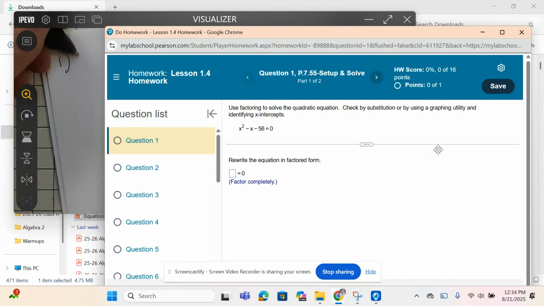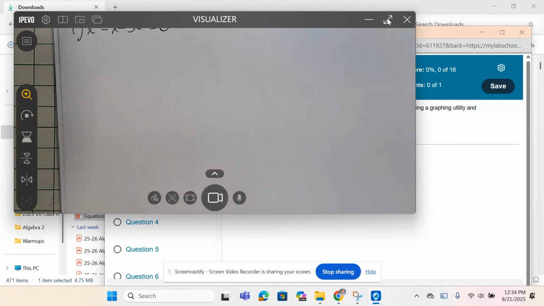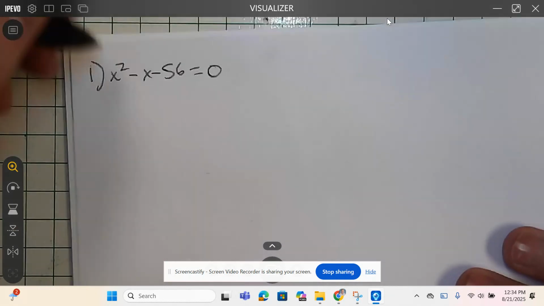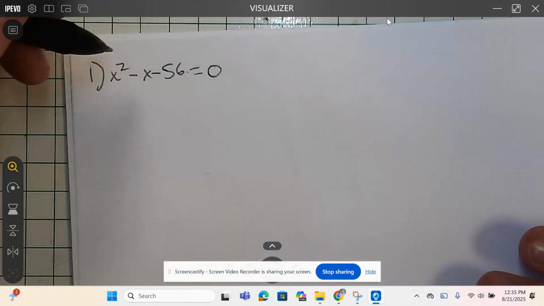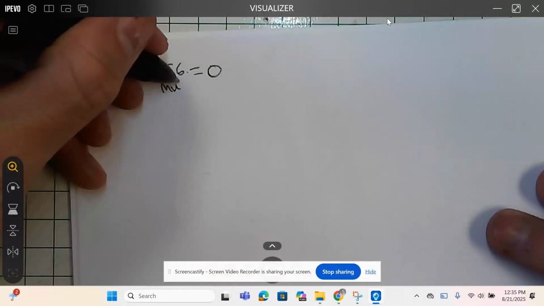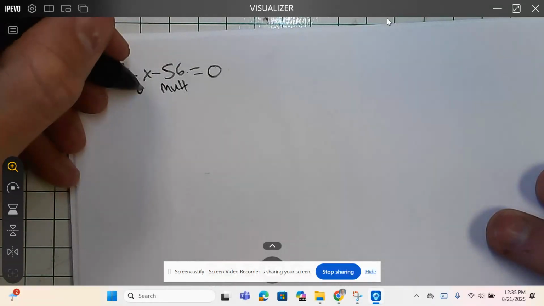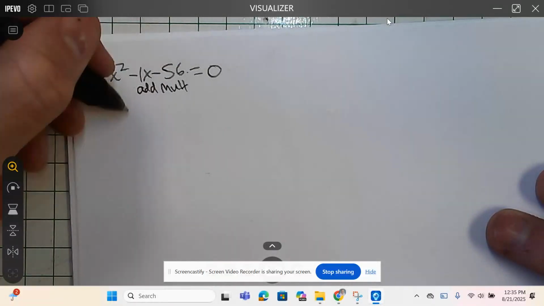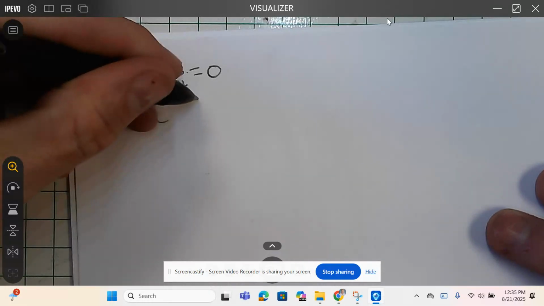I've got x squared minus x minus 56 equals 0. The first thing you want to do when you factor is make sure it's equal to 0. So mine's equal to 0, we're good. Now, it's a trinomial, so it's got 3 terms. Remember, you play the game of what multiplies to the last number and adds to the middle number. So what multiplies to negative 56 and adds to negative 1?